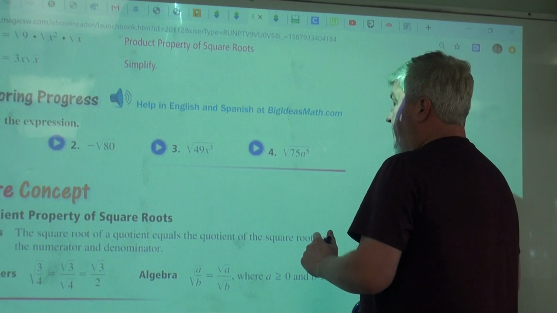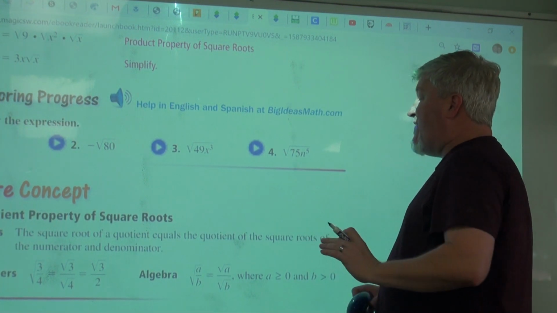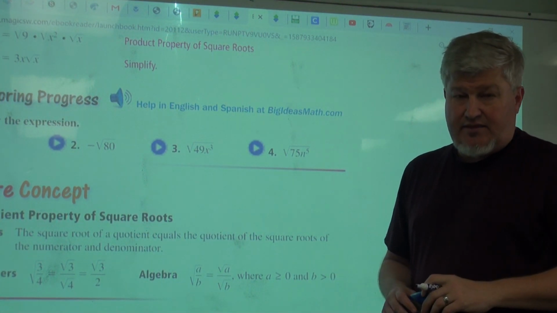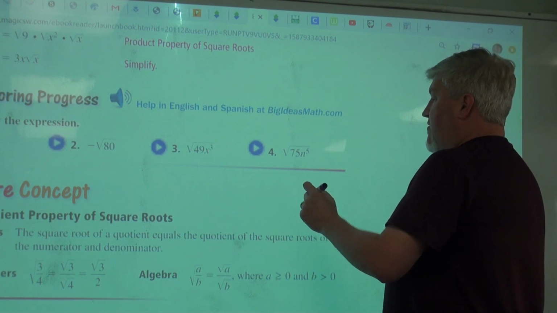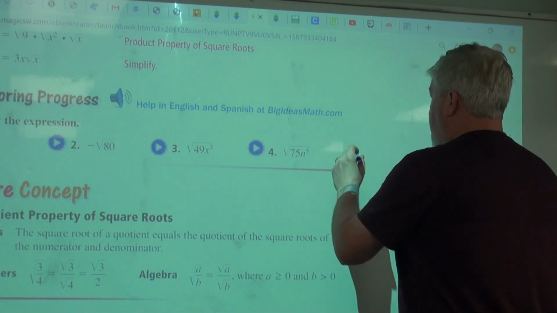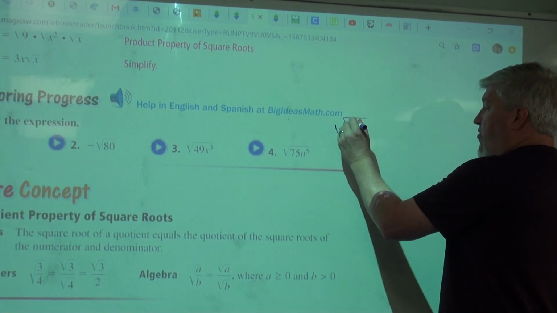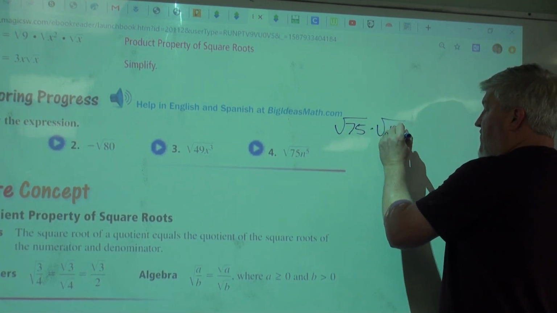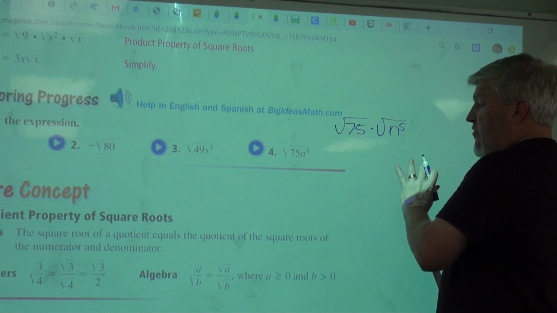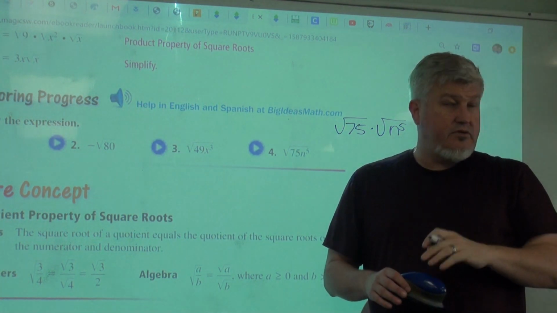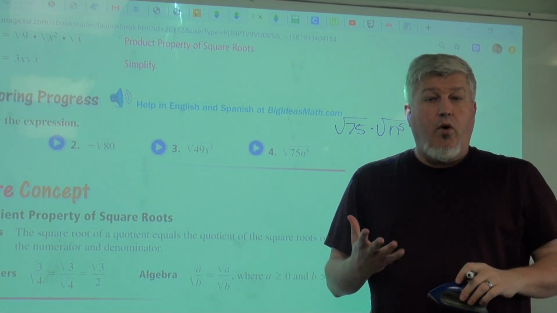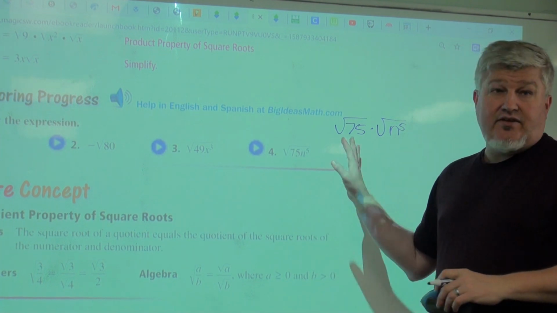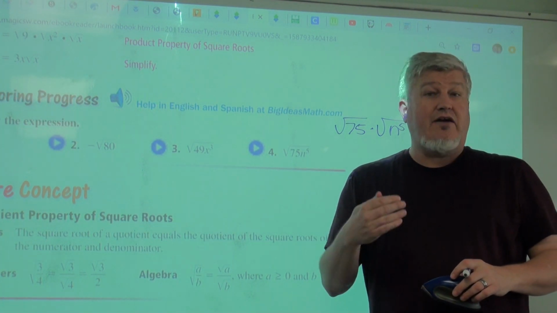Lastly, number 4. Square root of 75 to the 5th. This is going to be multi-step. So again, first we're going to split it: square root of 75 times square root of n to the 5th. Let's work with the number first. What perfect square divides into 75? You should have arrived at 25.